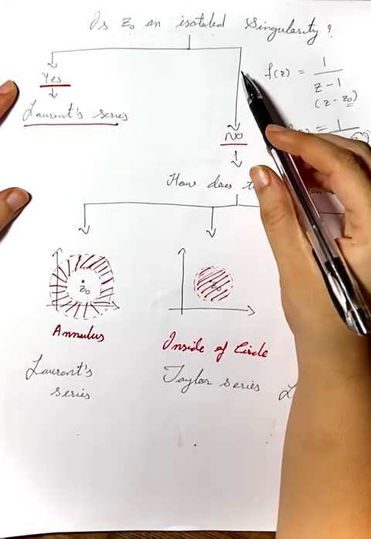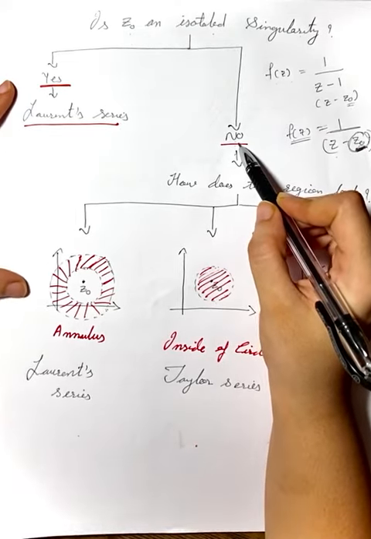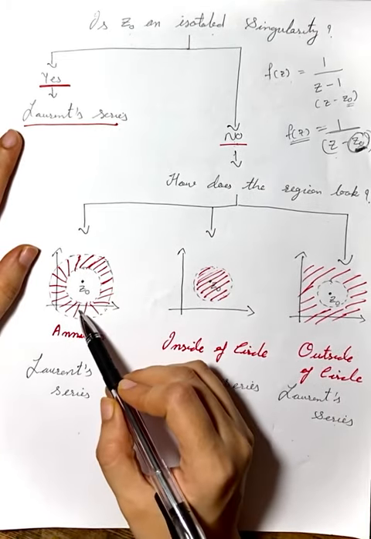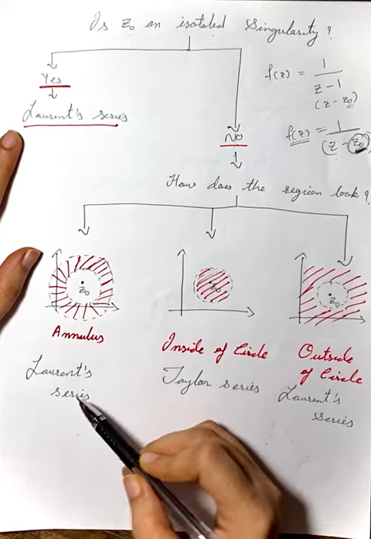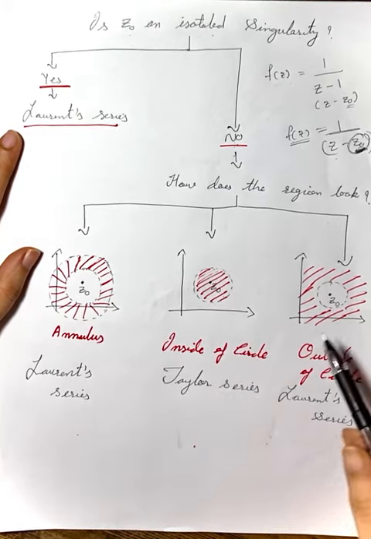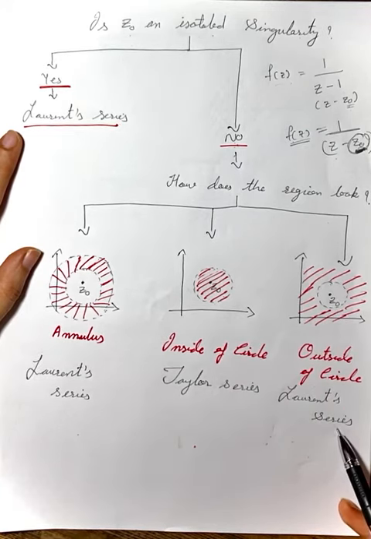But in case it is not an isolated singularity, then you have to check how the region looks, whether it is an annulus region like this, so you are going to use Laurent series. If the region is inside the circle, then you are going to use Taylor series, and if the region is outside the circle, then you are going to use Laurent series.